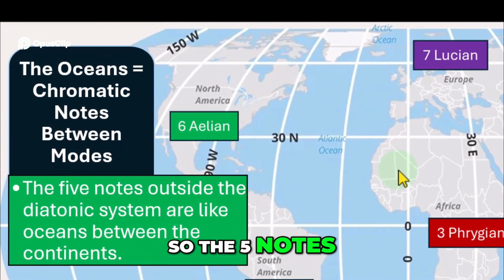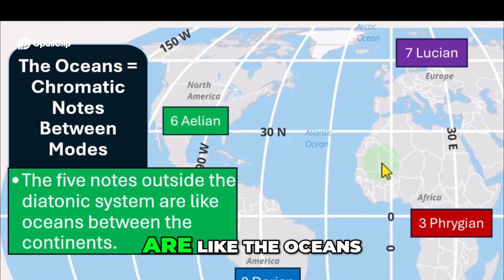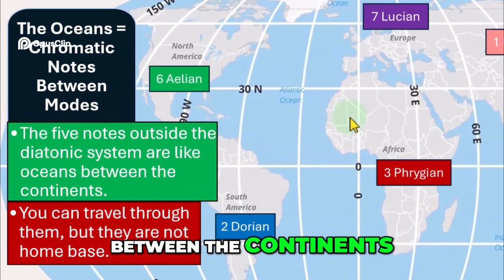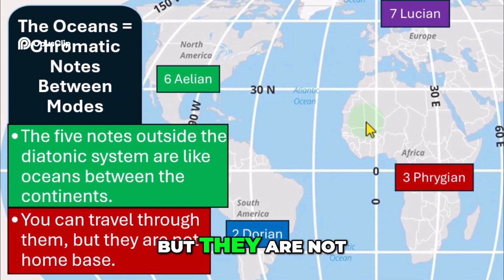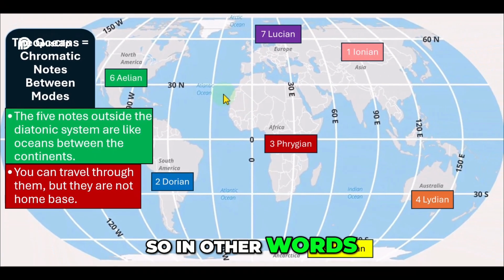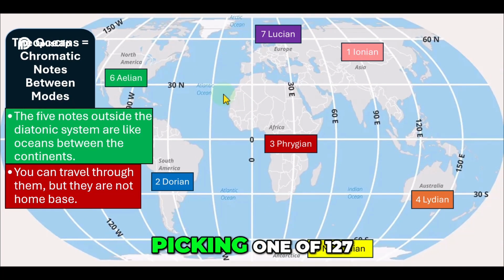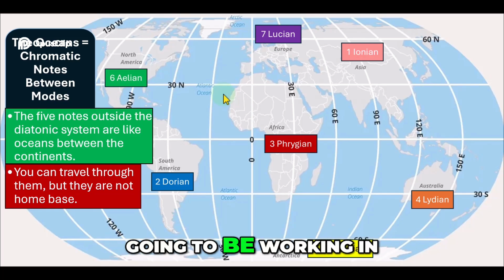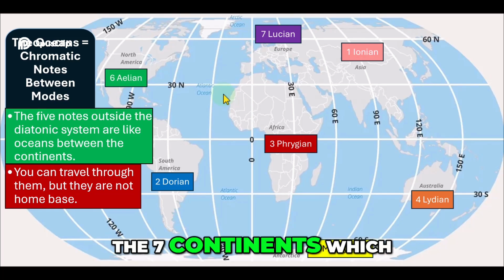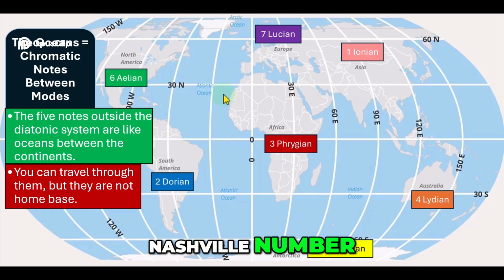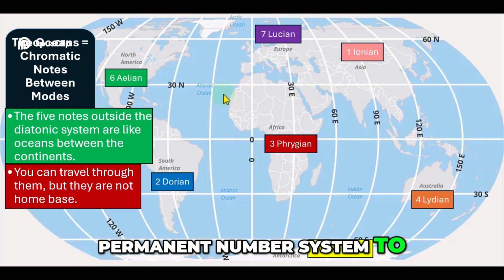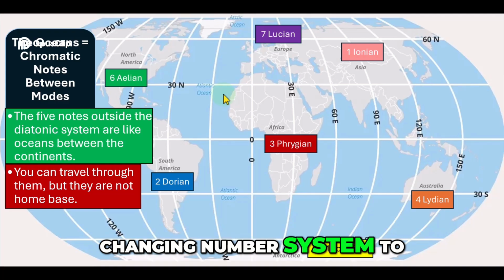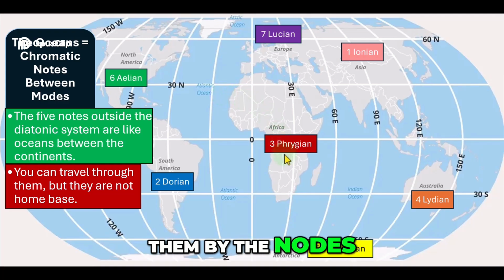So the 5 notes outside the diatonic system are like the oceans between the continents. You can travel through them, but they are not home base. In other words, in Western music we're always picking one of 12 7-note collections that we're going to be working in, which are equivalent to the 7 continents. We can give them a Nashville number, a permanent number system, not a scale degree changing number system, or we can name them by the notes given to us by the Greeks, with the Greek names of them.